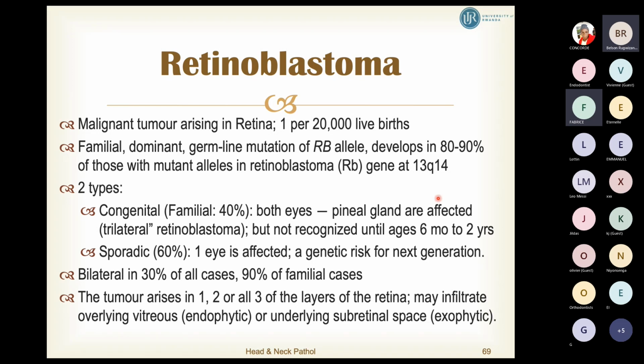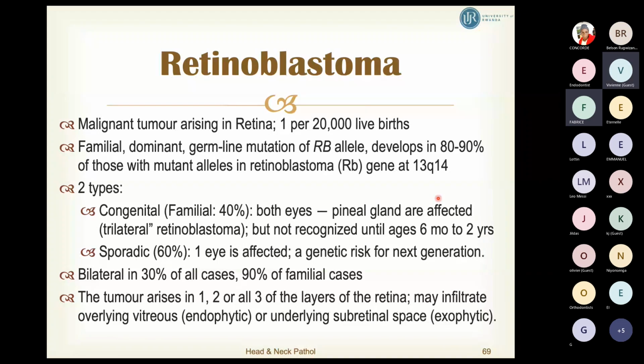Otherwise, in sporadic retinoblastoma, it is only one eye which is affected. But also they can have a risk for the next generation. Even a person who has it, even if the first in the family, if they survive, their descendants are at risk, meaning that the gene mutation in the ovaries or sperm cells can be transmitted.